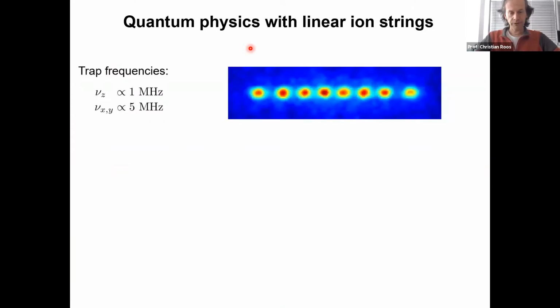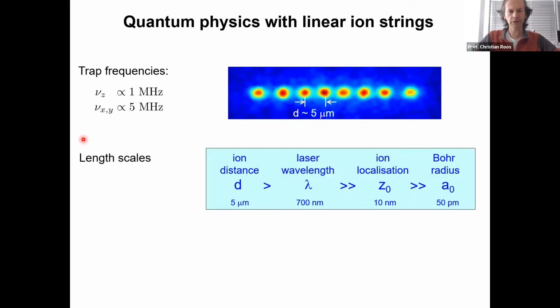Now, in the traps that we use, we confine ions in potentials that are harmonic and anisotropic. The typical trapping frequencies that are used for trapping strings of ions, like the one that you can see here, are on the order of a megahertz or a few megahertz. And this frequency is important because it sets one important length scale, the distance between neighboring ions, which is typically on the order of a few micrometers.